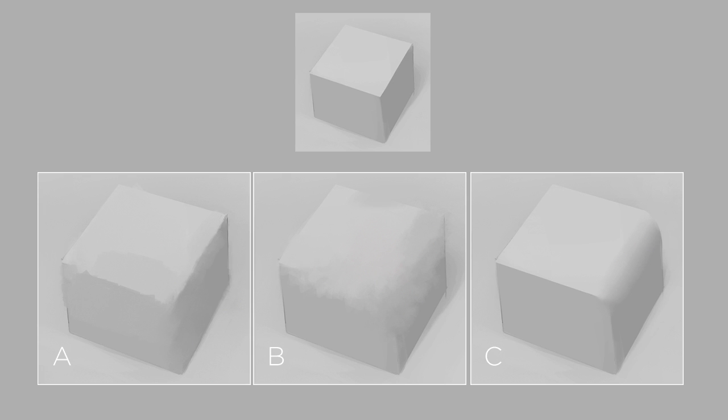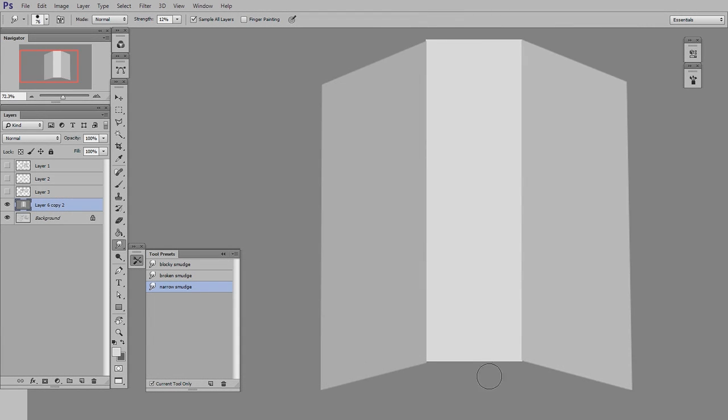So to help you guys out, I have created 3 tool presets: blocky smudge, broken smudge, and narrow smudge, which I'm going to include in a download. So if you want to follow along with this or use this in your own paintings, just make sure to download the file at the bottom of the post. And if you don't know how to load tool presets, just search it in Google. It's super easy.